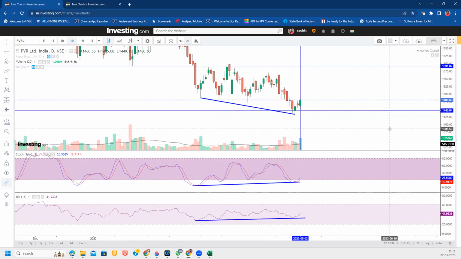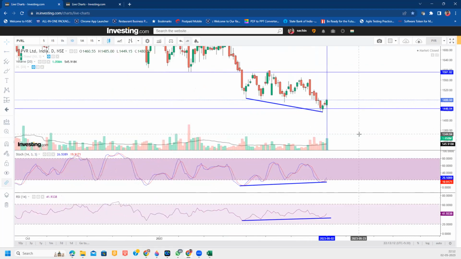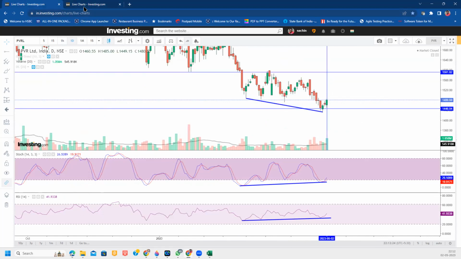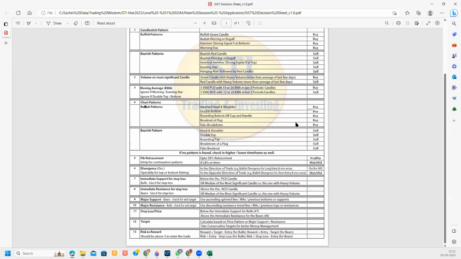I'm just repeating the main thing: divergence is applicable when the price is making a new low or a new high as compared to the previous one. That's all. So going back to the Asian Paints example, in this example divergence is not applicable.